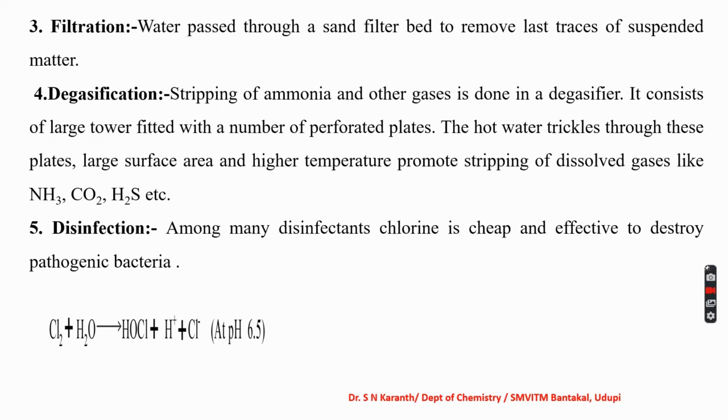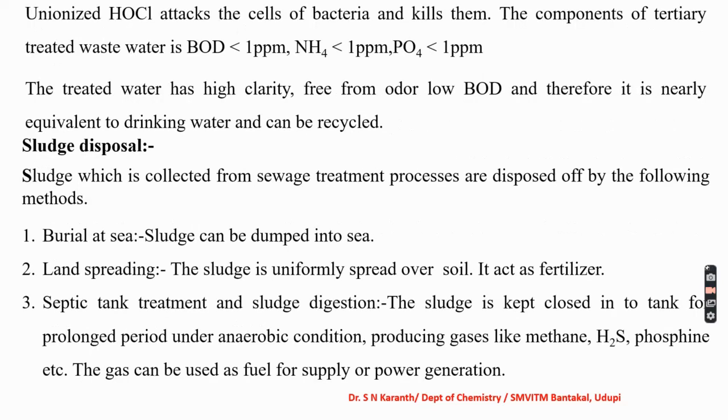Then finally, the water is subjected to the disinfection process. Among many disinfectants, chlorine is cheap and effective to destroy pathogenic bacteria, and it is the most commonly used disinfectant. When we add chlorine, it combines with the water, forming hypochlorous acid. At a pH range of 6.5, it is a good bactericide and can kill the bacteria. In this way we can remove almost all the unwanted impurities present in the water. Or you may introduce other components like bleaching powder. That also works. Unionized hypochlorous acid can kill the bacterial cell.